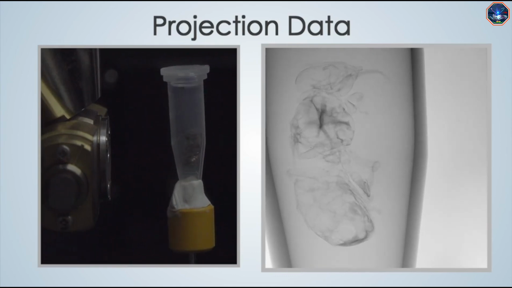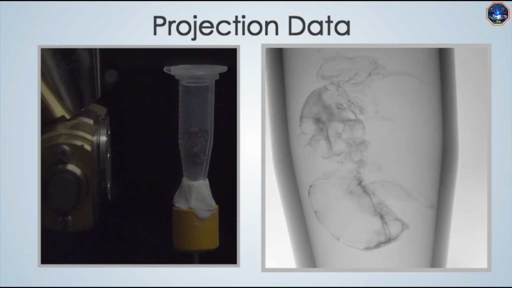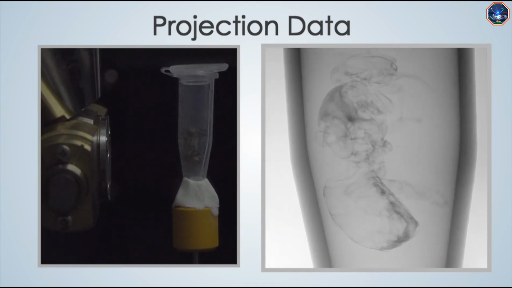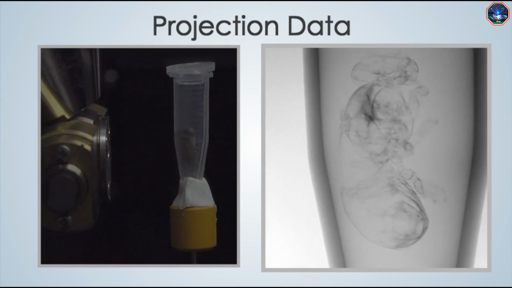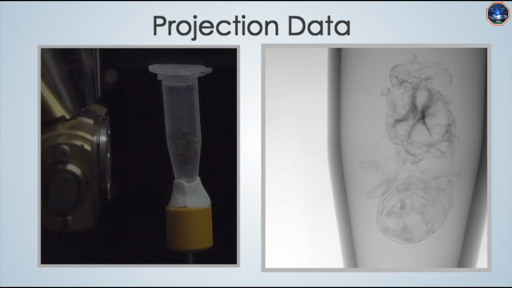This data is a series of thousands of X-ray images taken around a single rotation of the specimen. Shown here is a video of thousands of X-ray projections for a honeybee scanned in the micro-CT.